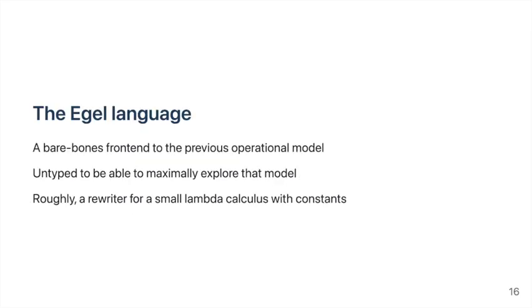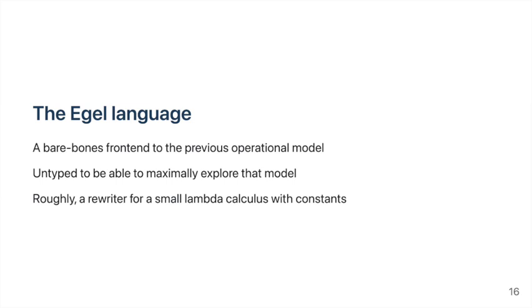The Egel language is a bare-bones front-end to the previous semantic model. It is untyped on purpose. When exploring an operational model, it just makes sense to not place too many restrictions on the programs you can type in. Since we don't want to place restrictions on programs, we actually go the other route of relaxing as many constraints as we found useful. That comes at a performance cost. It also means at any point in time you can easily shoot yourself in the foot.